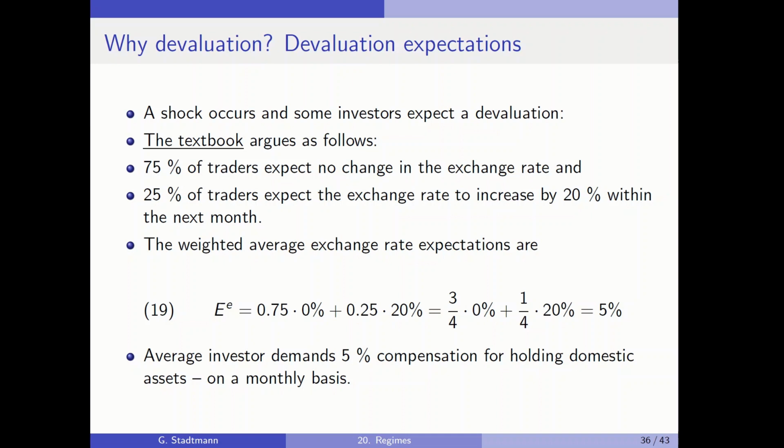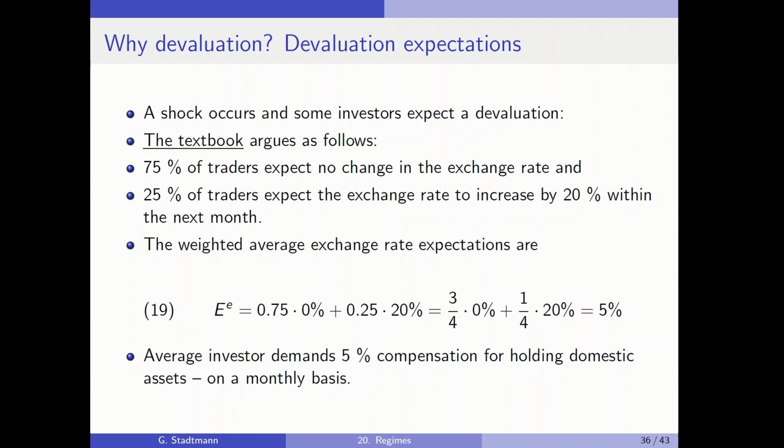The weighted average of the exchange rate expectations: 75% of the market expect a 0% change and 25% of the market expect a 20% change. So the weighted average of the exchange rate expectations is equal to 5%. So the average investor demands a 5% compensation for holding domestic assets, but on a monthly basis.